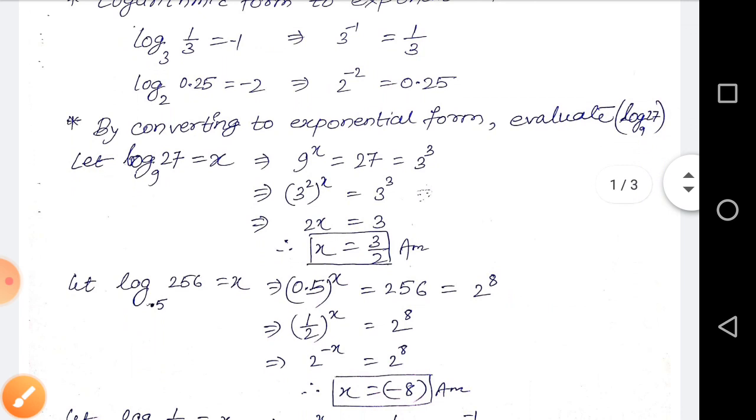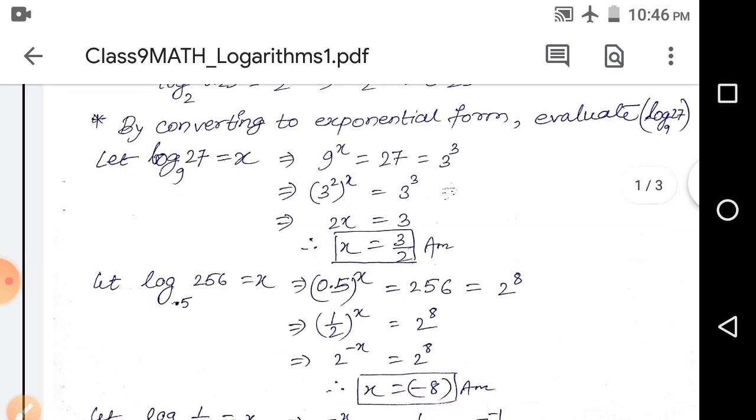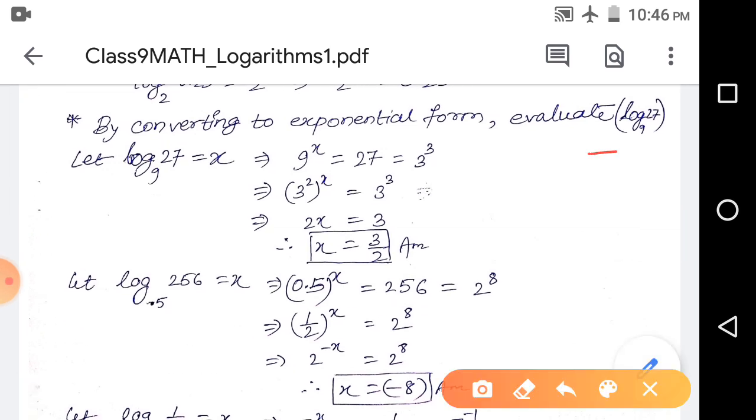Now by converting to exponential form, evaluate this log, what is written here, this log base 9 of 27. This is one of the questions from your exercise 9.1. So see, we have log base 9 of 27 equal to x.